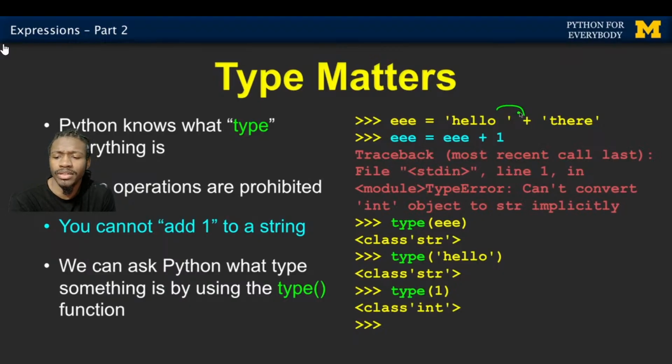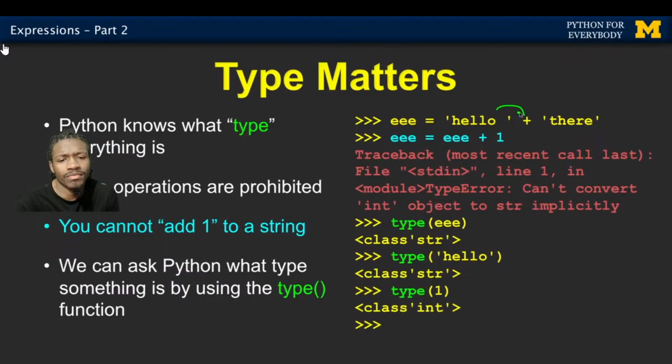You can ask Python what type of thing something is by using the type function. Python knows what type everything is.